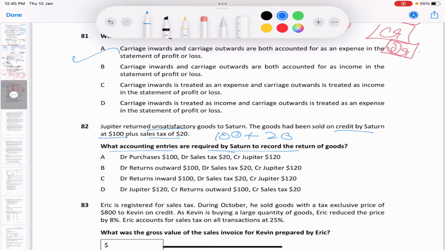Okay. Saturn is the seller. So seller is getting the items back. What will the journal entry be? Sales return. You know the sales return entry, right? So my answer is C. Debit return inwards. Debit sales tax, credit Jupiter 120.